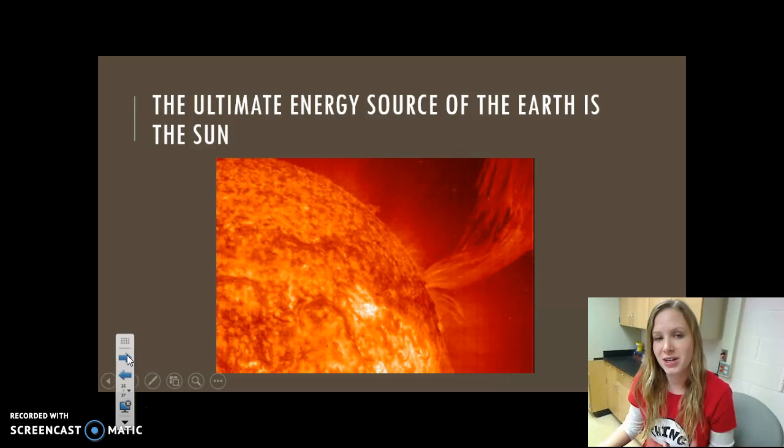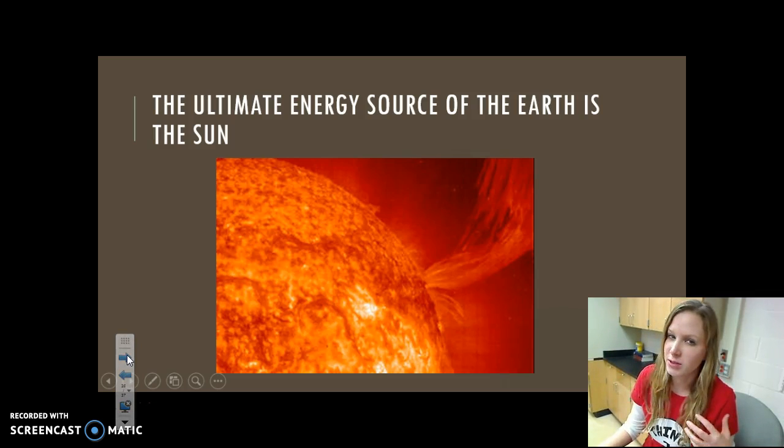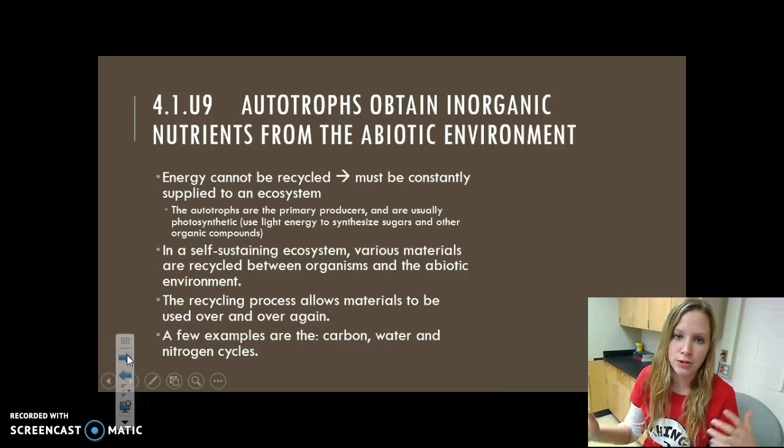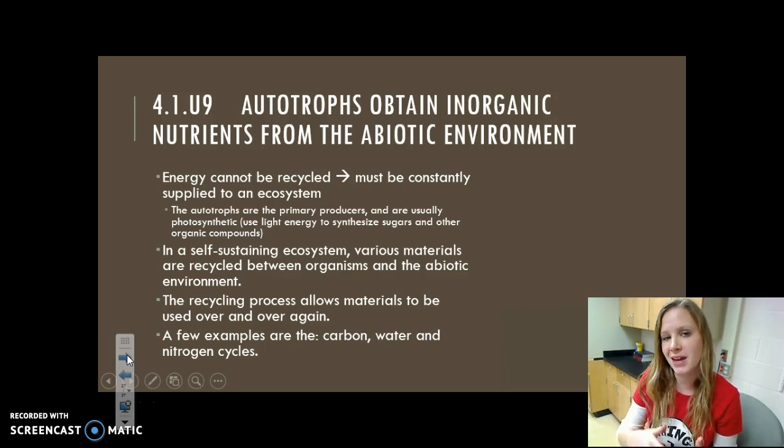So there's a few things of note. First of all, we're going to talk about this quite a few times, so this isn't going to be the last, but where we get energy is from the sun. That's the ultimate source of energy. So we know in an ecosystem that energy can't be recycled. It must constantly be supplied by the sun. And then that's used by autotrophs, aka producers, to make food via photosynthesis, and then we eat that, so on and so forth.